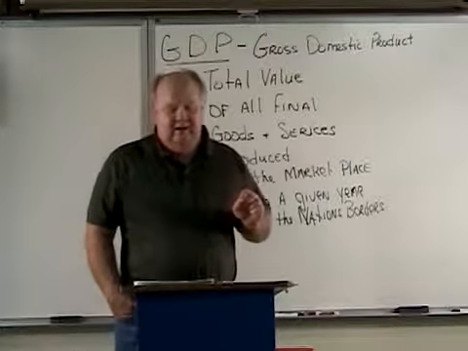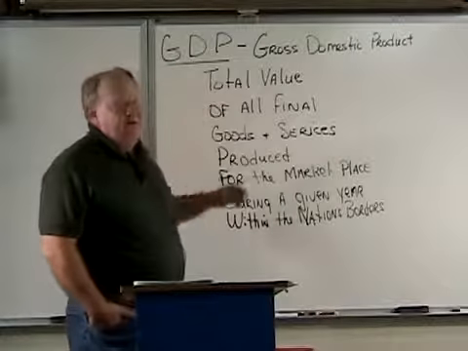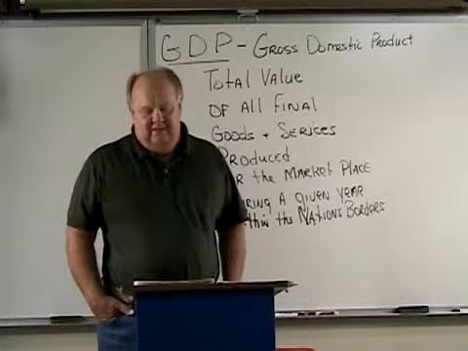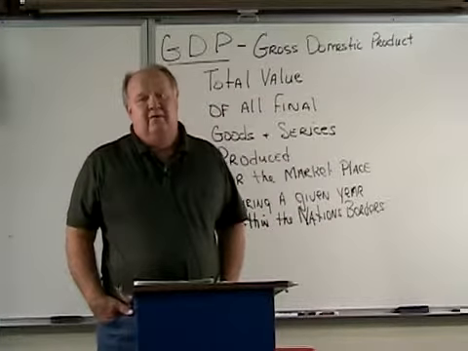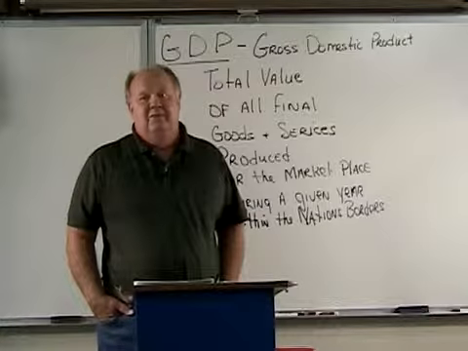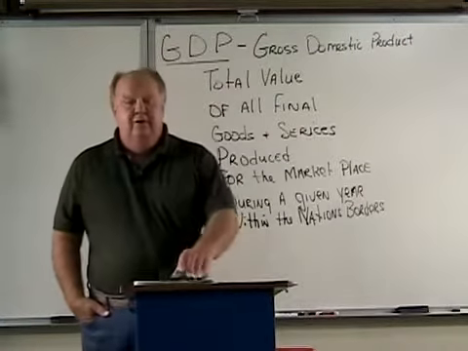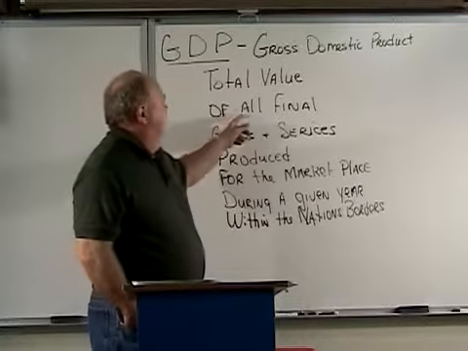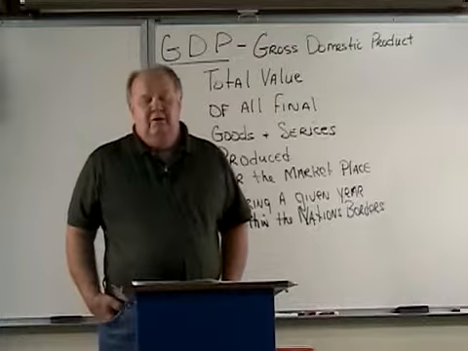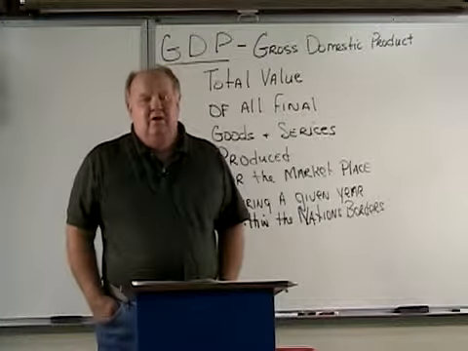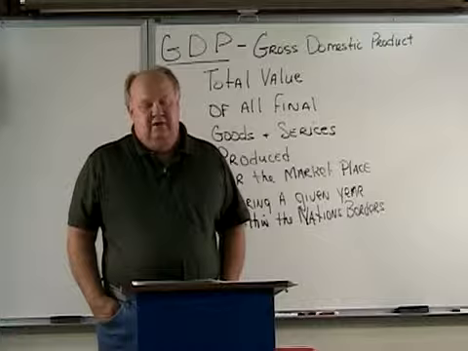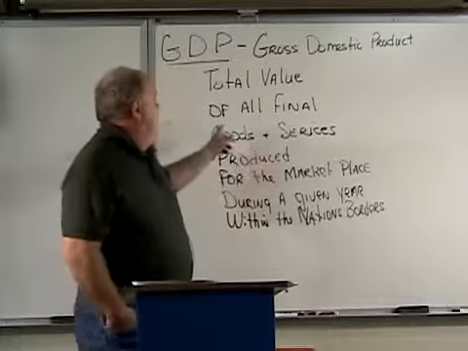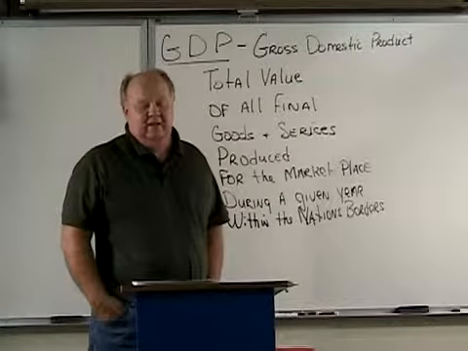In breaking down that definition, when we use the term total value, we don't want to count the total number of oranges and the total number of apples or the total number of loaves of bread or the total number of haircuts produced in a year. We count the value, and we use a dollar value in that amount. And of all final goods, we only want to count goods that are in their final state of usage. We're not going to count intermediate goods, or goods that are used in producing other goods. So keep in mind that we're only counting goods that are intended to be in their final use.